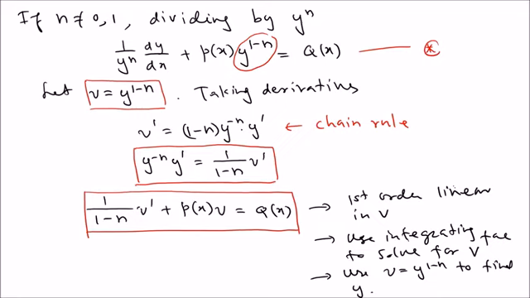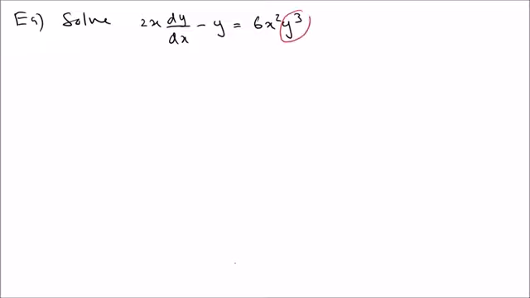So let's look at one example to see how it works. Good. So how about this one? Solve, let's say 2x dy over dx minus y equals 6x squared y cubed. This one. So you can see we have this term, and this is a Bernoulli equation.